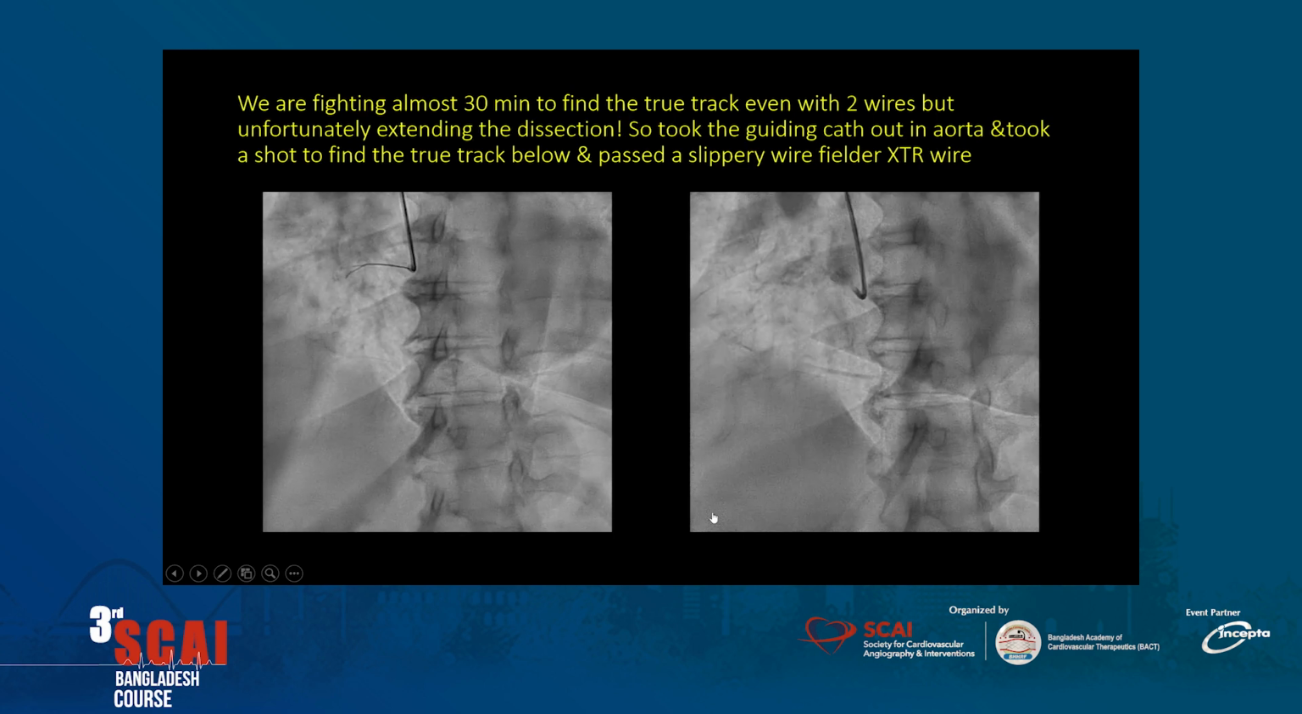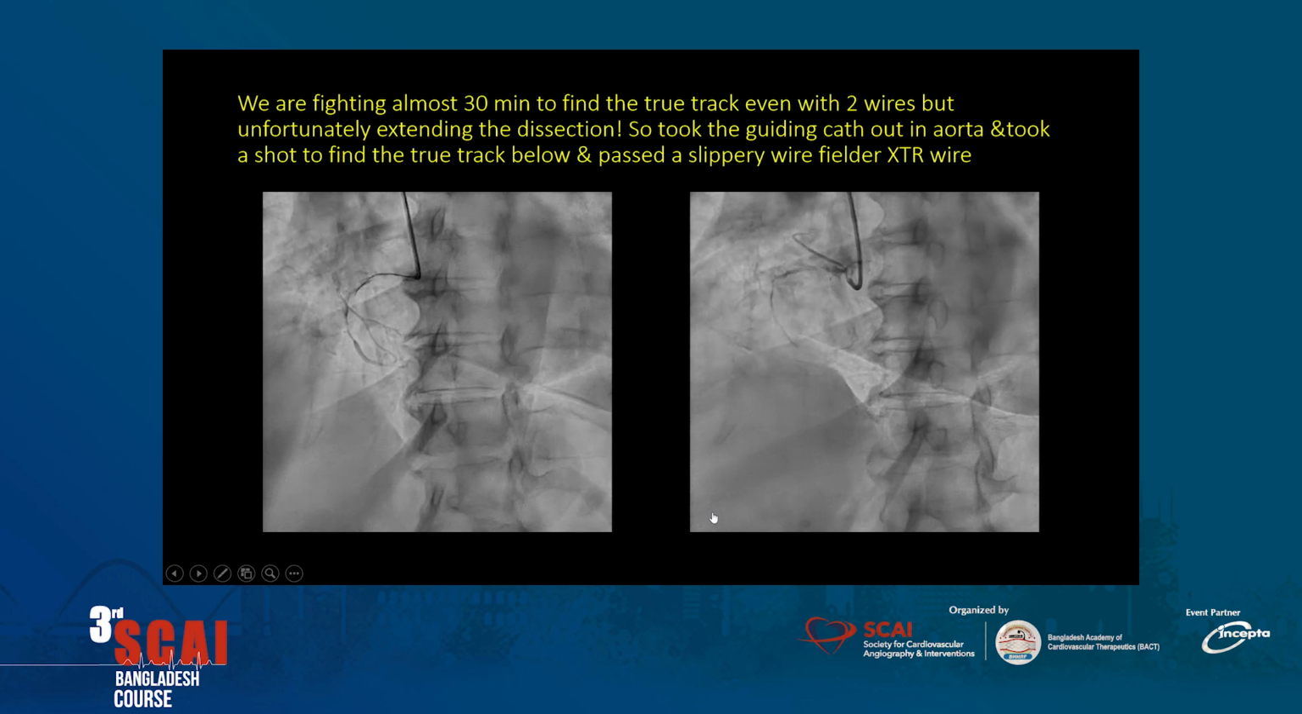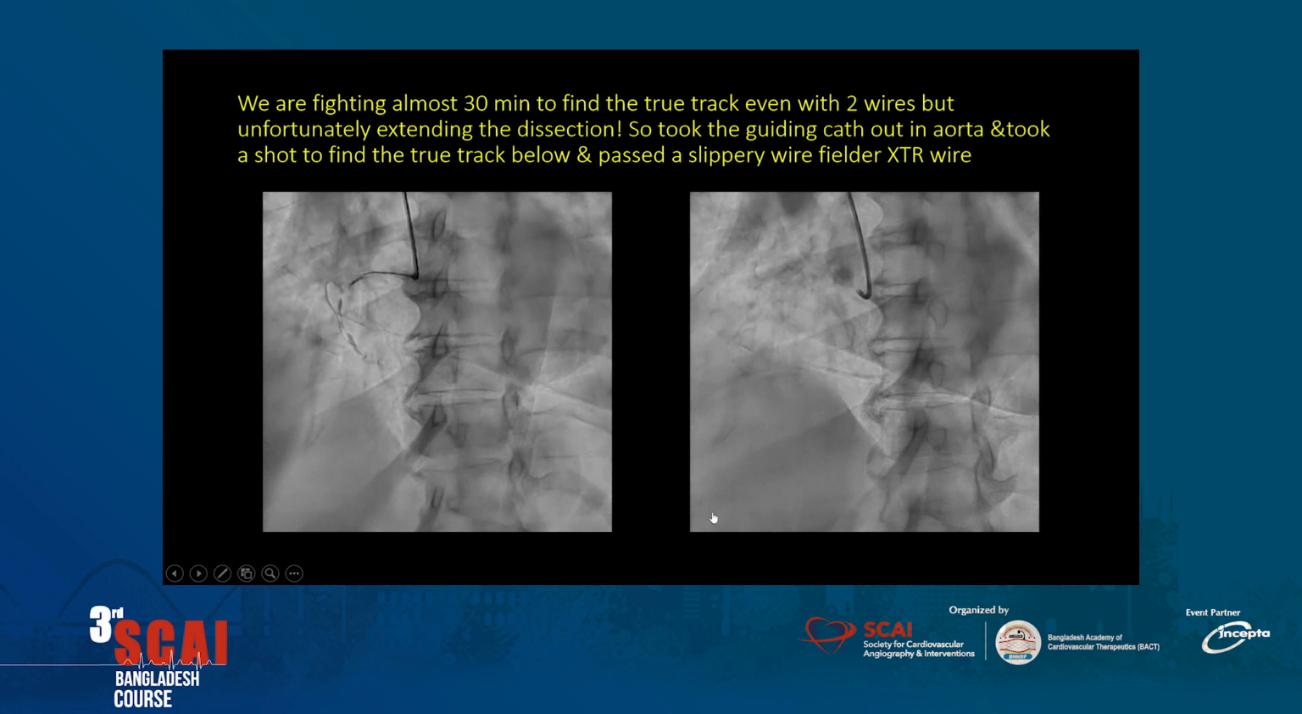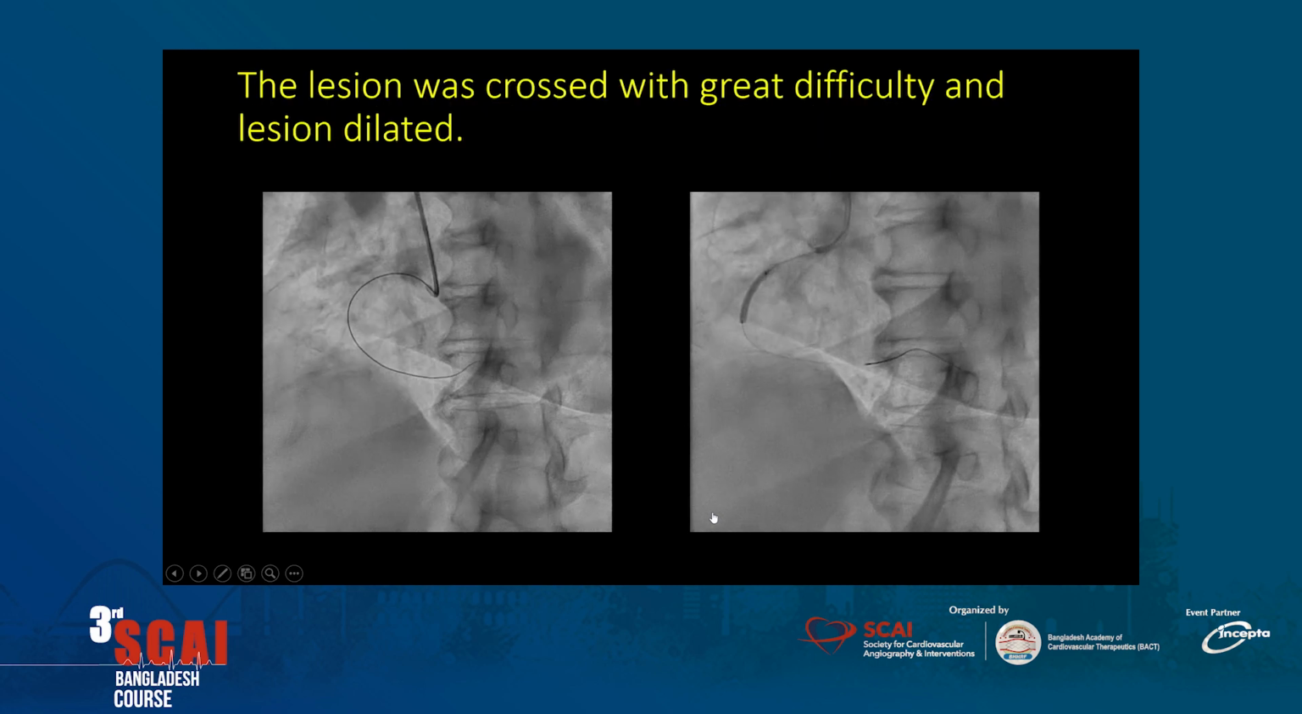So we fought almost 30 minutes to find the true track, even with 2 wires, but unfortunately the dissection kept extending. So I took the guide catheter out into the aorta, took a shot to find the true track below, and passed a slippery wire, a Fielder XTR wire, to get the true track. And then the lesion was crossed with great difficulty and dilated.